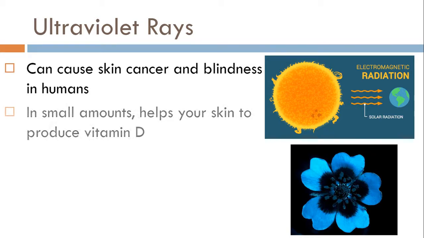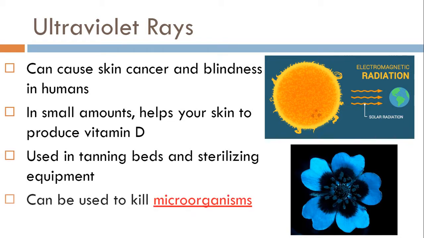Right, now let's look at ultraviolet rays. Ultraviolet rays can cause skin cancer and blindness in humans. In small amounts, they can help your skin to produce vitamin D. You might have heard that before: go outside, get your vitamin D. So ultraviolet rays can sometimes help to promote the production of vitamin D.